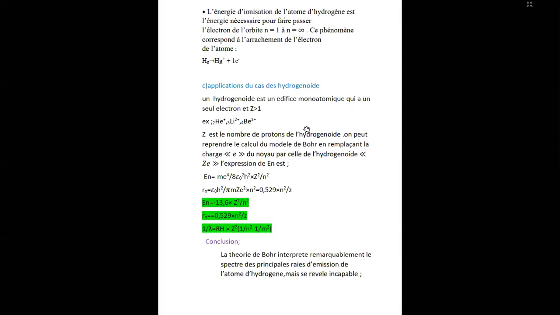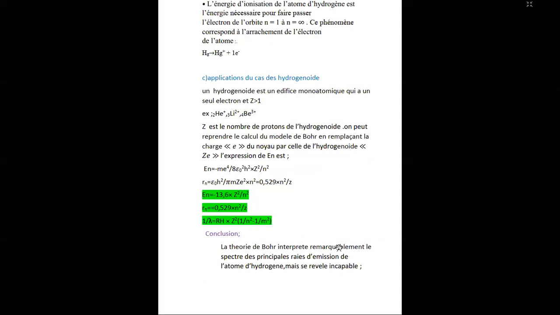So in conclusion, we see that Bohr's theory interpreted remarkably well the principal emission spectrum of the hydrogen atom, but it proved incapable of something. This theory was able to explain very well how energies are fixed, all the series, but there was something Bohr had a problem with.